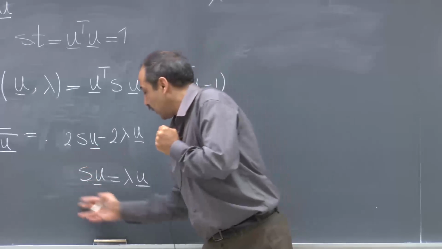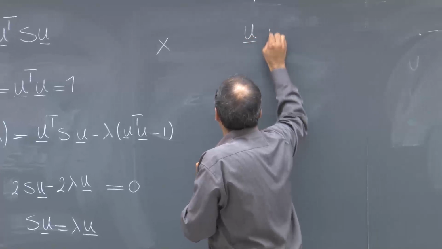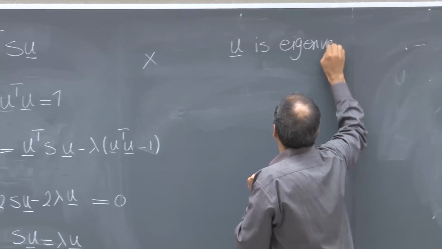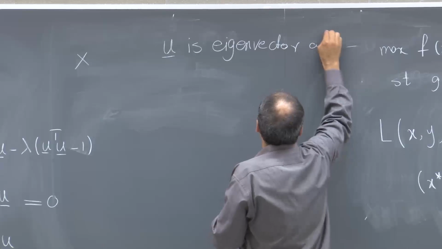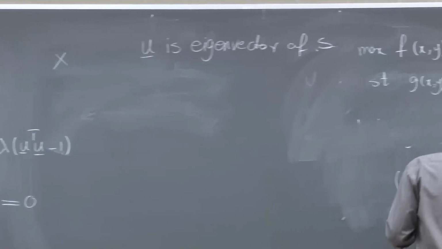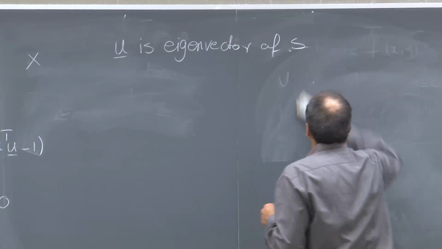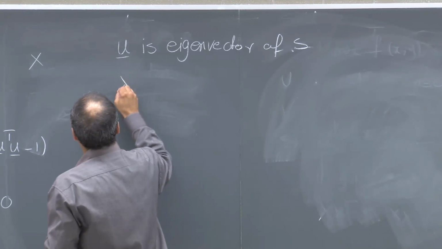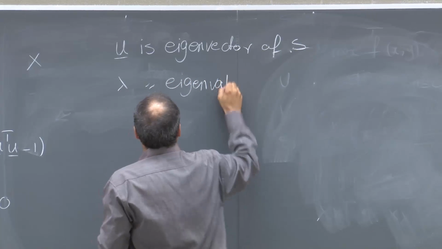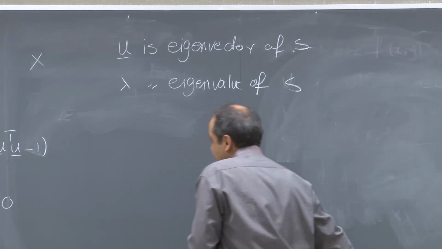So from this, I can conclude that U is an eigenvector of S, and I can conclude that lambda is an eigenvalue. Okay.